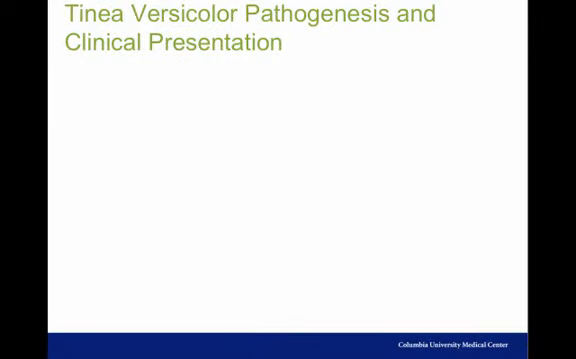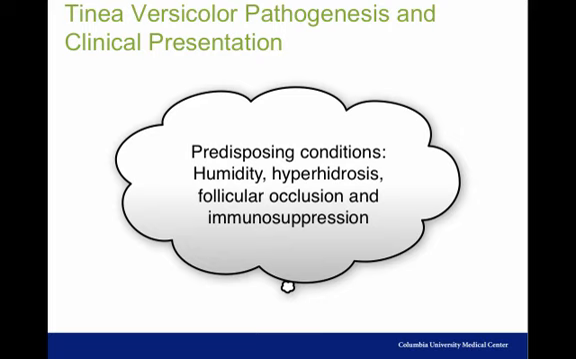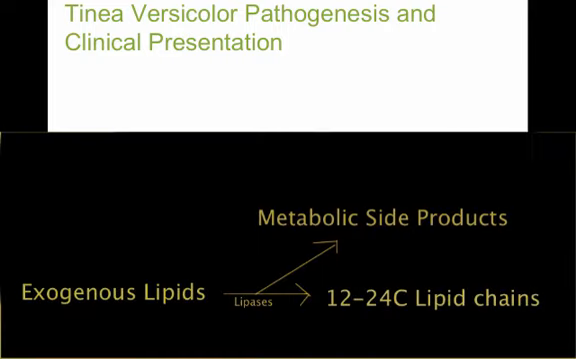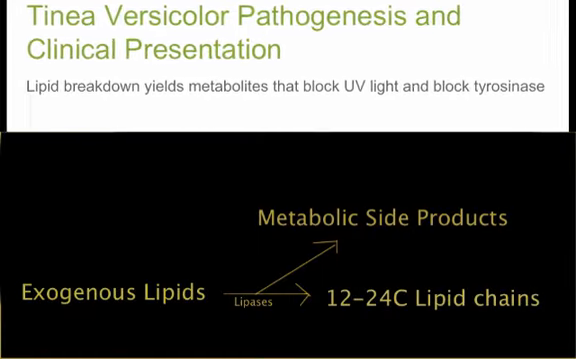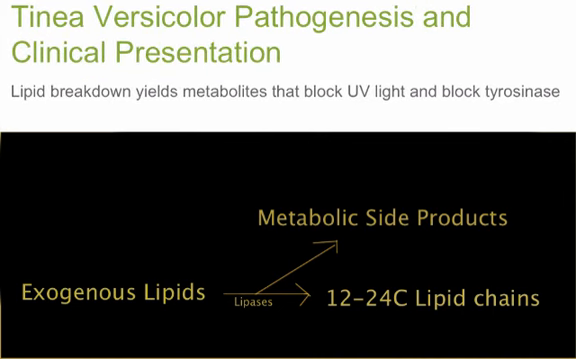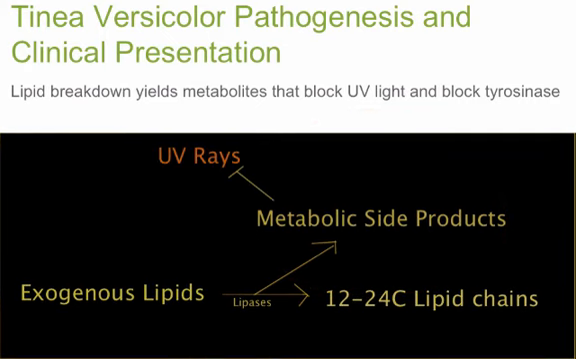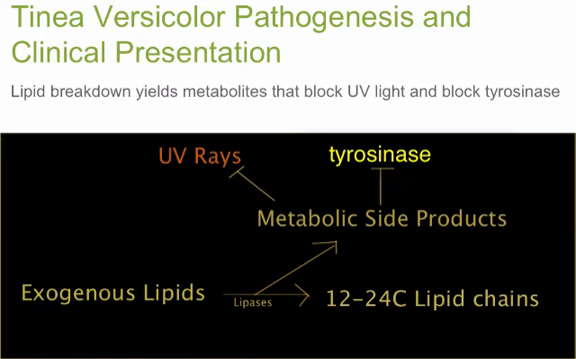As the yeast proliferate in these predisposing conditions we mentioned earlier, they begin to transform into the mold phase. Also accompanying proliferation is the breakdown of more and more lipids. Lipid breakdown yields a number of metabolites that are very important in the pathogenesis of tinea versicolor. One metabolite in particular blocks UV light, almost like a sunscreen. Another inhibits tyrosinase. Tyrosinase is the limiting enzyme in melanin synthesis.